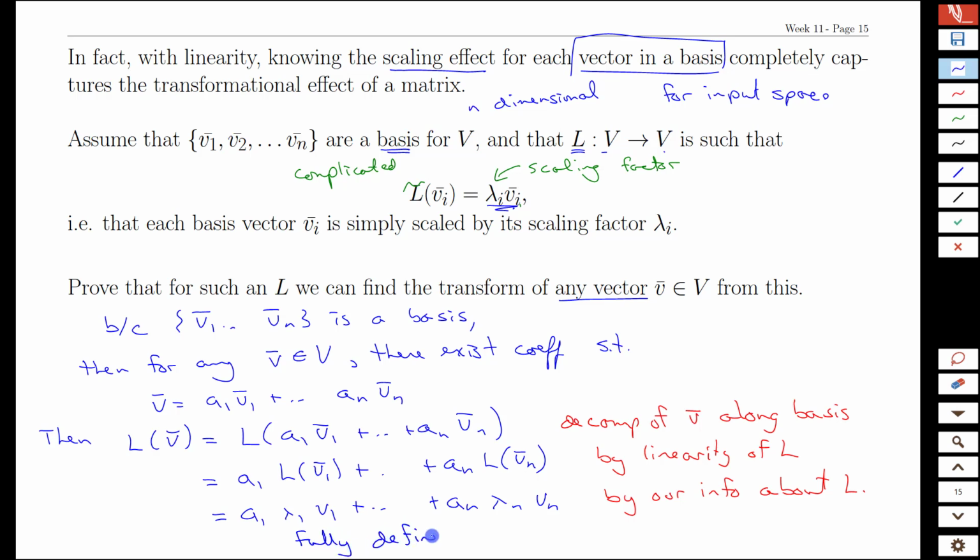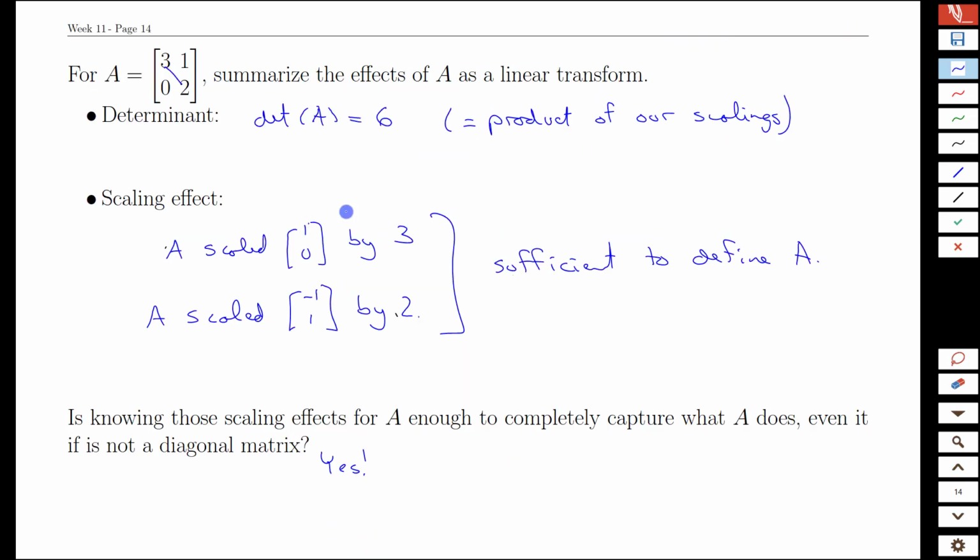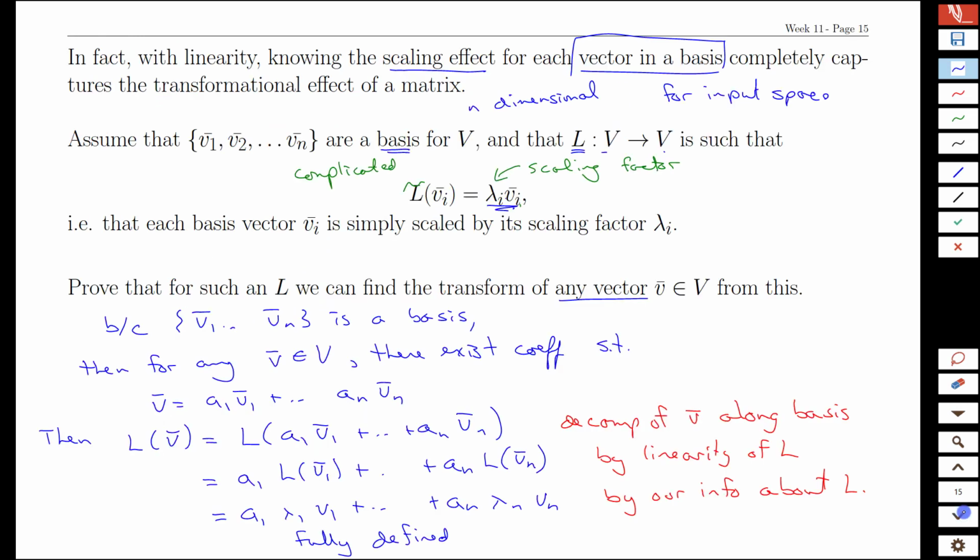We know all the a's. Those are the coefficients: how many of the basis vectors do I need to make up v? And we know the lambdas because that's what we know about our transform. And so, knowing this information about a 2x2 system, that this vector gets scaled by 3 and this other vector gets scaled by 2, and those are a basis, that's enough to completely define our A matrix. And that works in 5 dimensions, 1,000 dimensions, it doesn't matter.